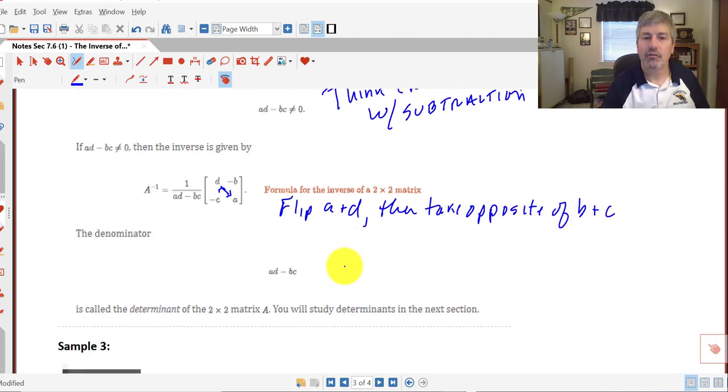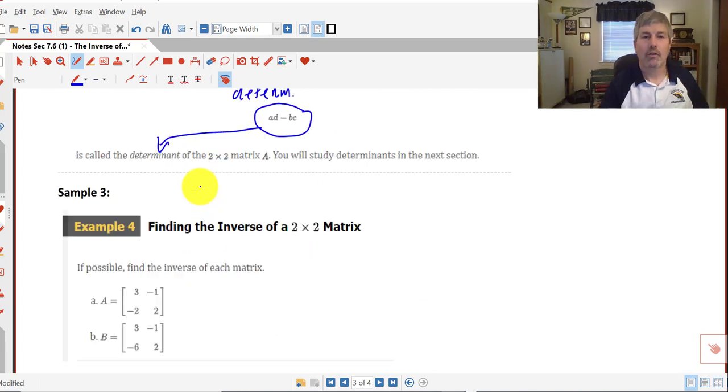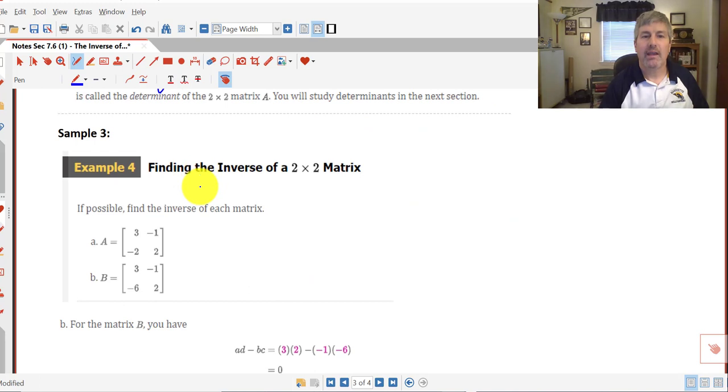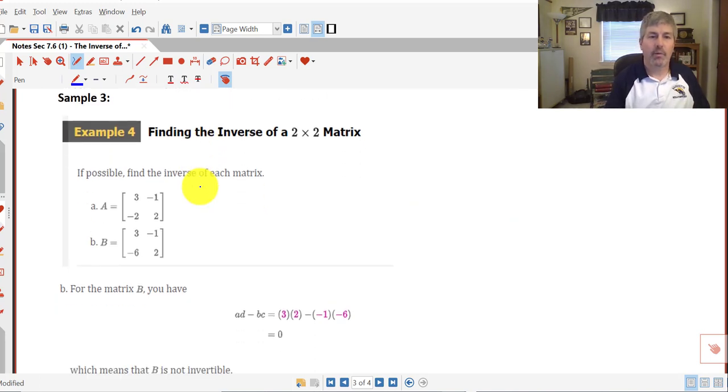Now, one thing that's interesting here, multiplying the diagonals, AD minus BC, this value is called the determinant of a 2 by 2 matrix. So our scalar here is really 1 over the determinant of our matrix. So that's what our scalar is. So if we want to find the inverse of a 2 by 2 matrix, let's go ahead and do a couple samples. I'm going to start with sample B first.